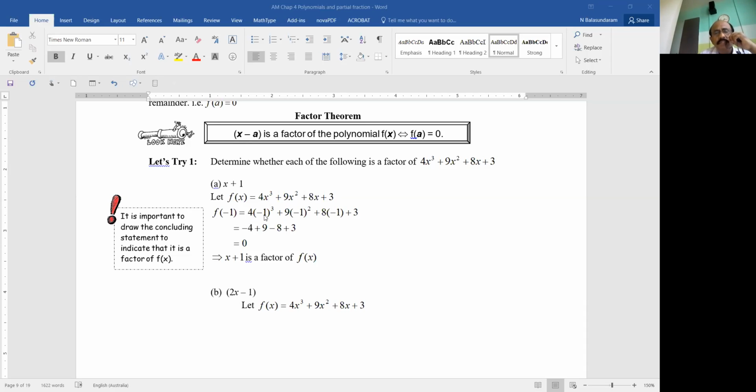By calculation, this is minus 4 because minus 1 cubed is minus 1. Minus 1 squared is plus 1, therefore it is 9. Minus 8 plus 3, and it is 9 plus 3, 12, minus 12, which is equal to 0. So f of minus 1 is 0, and therefore x plus 1 is a factor.